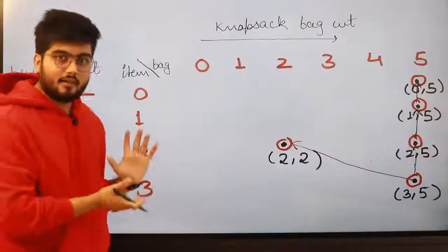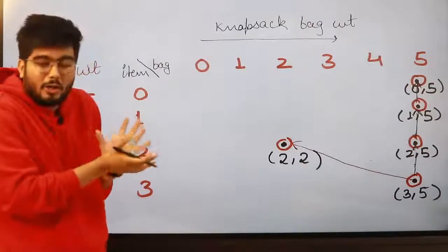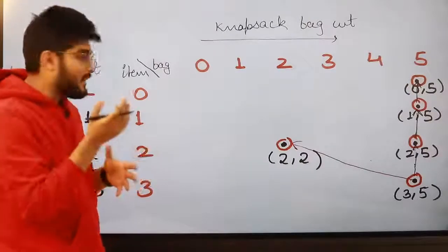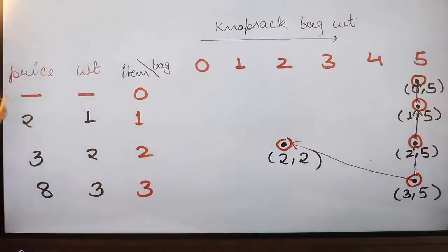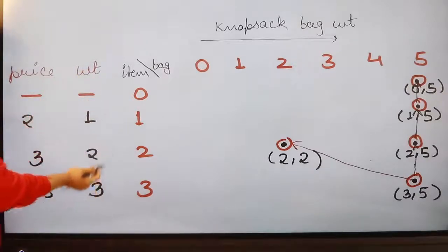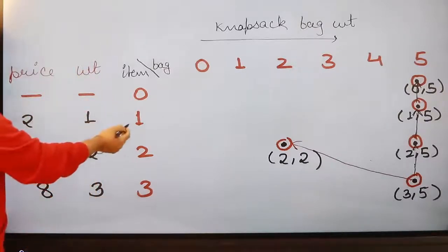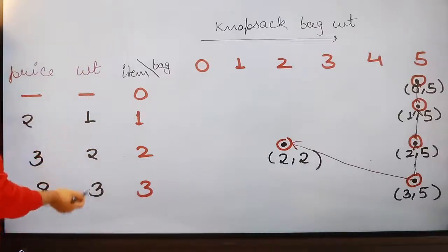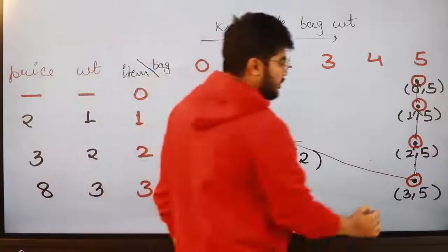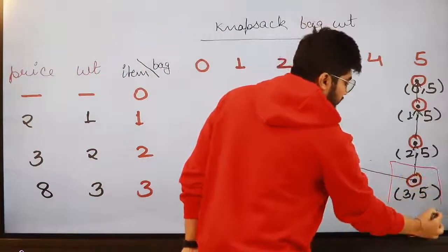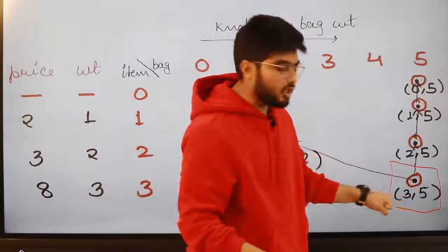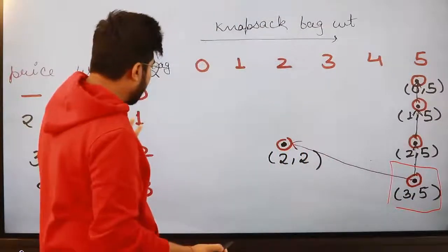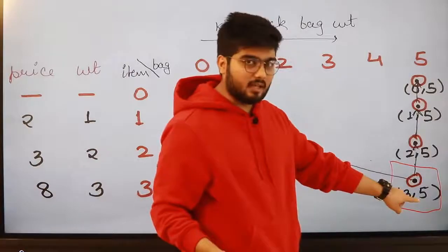To save the time, I have already drawn it for you. I'll explain. These are the items. 0 item means there are no items. Item number 1, item 2, item 3. The weight associated with each item is 1, 2 and 3, and the price, that is the profit that you are going to make, is 2, 3, 8. Now we want to find out what this represents: 3 and 5. 3, 5 represents that you have 3 items, and what does 5 represent?